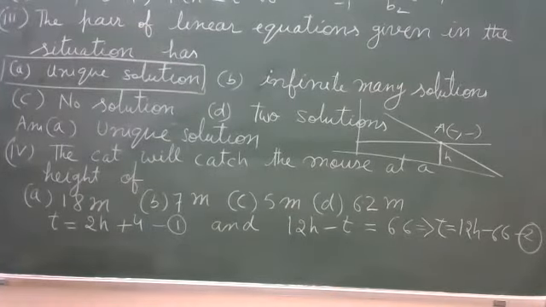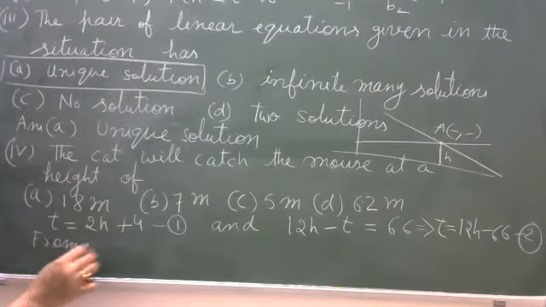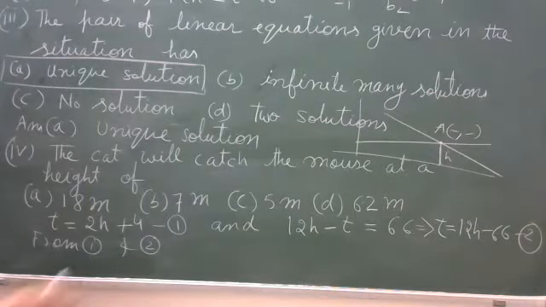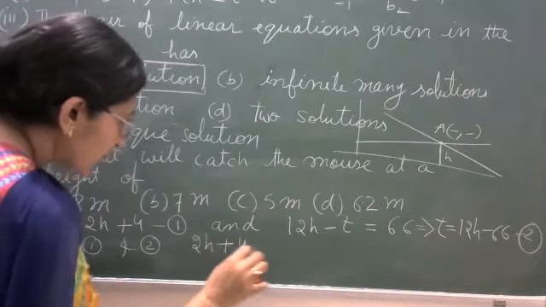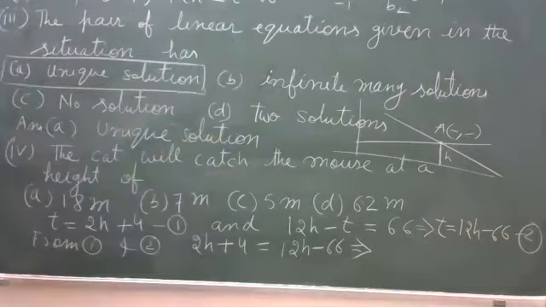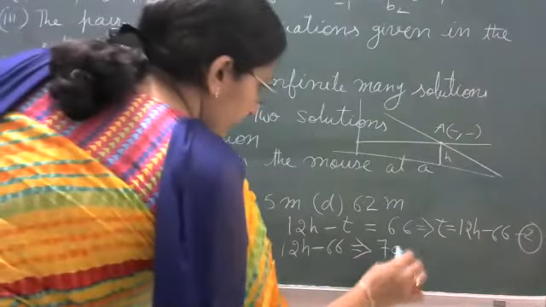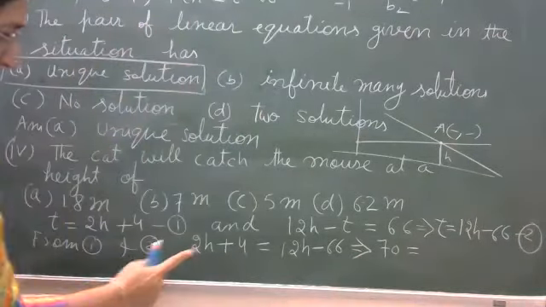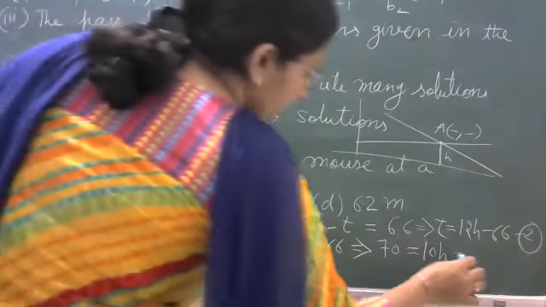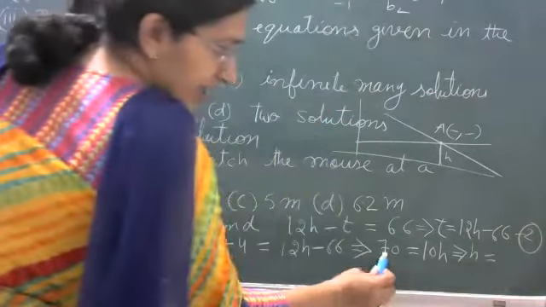Now compare 1 and 2. From 1 and 2, both the values are of t. So at the point of intersection, 2h plus 4 is equal to 12h minus 66. From here, find the value of h. So 66 plus 4, 70, is equal to 12h minus 2h, that is 10h. So value of h has become 70 divided by 10, that is 7.